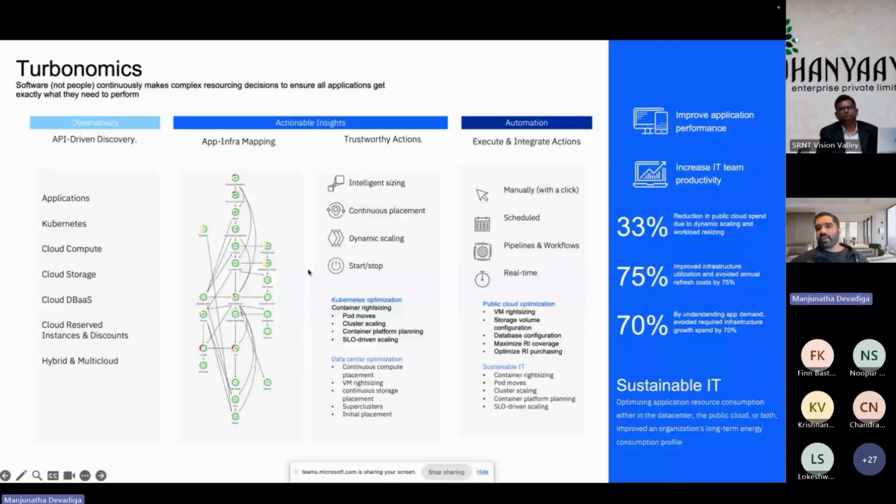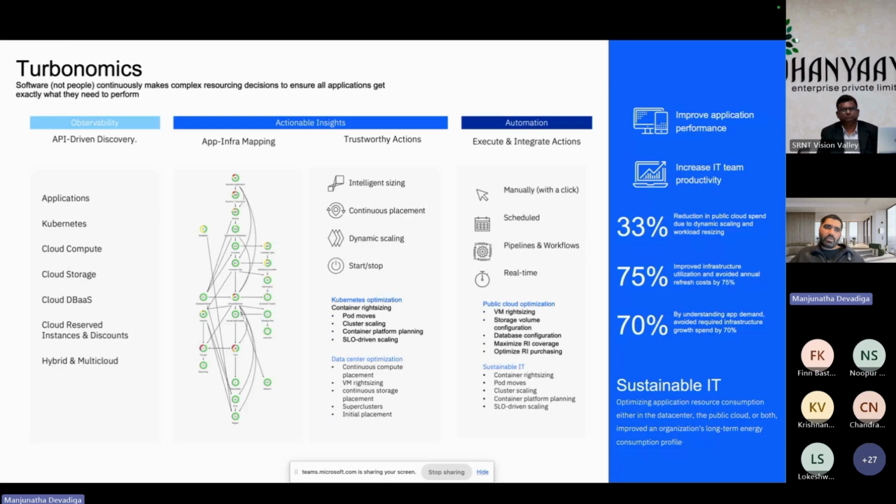Look, this VMware is running very low on CPU. That VMware is always high on 90%. You could move certain nodes from this cluster to that cluster. It could be cluster scaling, pod moves, container platform planning. If you look at VMware also, VM right sizing, it will help you look at horizontal or vertical scaling. So all those use cases which will help you to optimize your resources, either on VMware or on a Kubernetes cluster, are taken care of by Turbonomic.